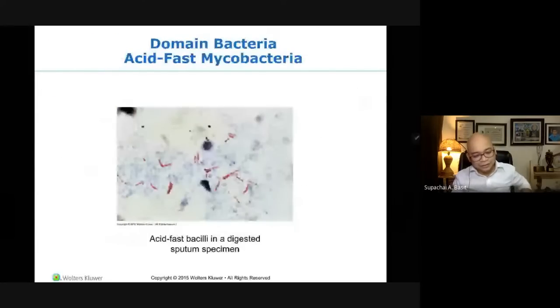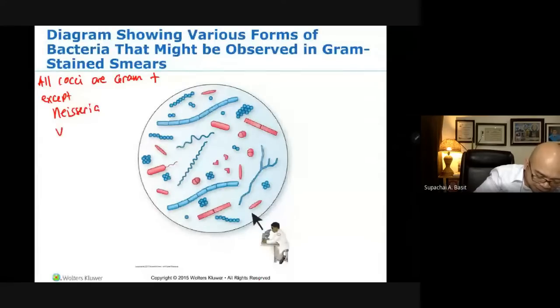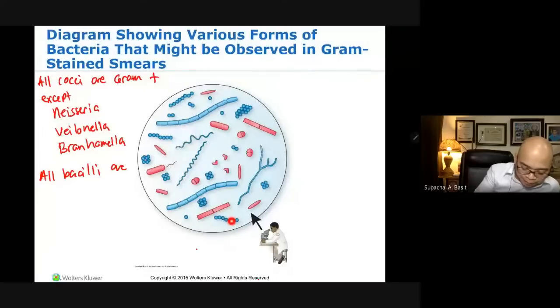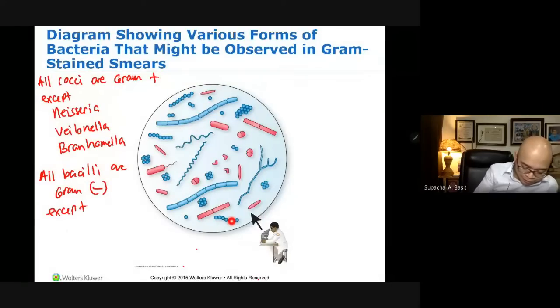So what are the rules in gram staining? All cocci are gram-positive, except for Neisseria, Veillonella, and Branhamella. All bacilli are gram-negative, except for Bacillus. Bacillus is a gram-positive bacteria.